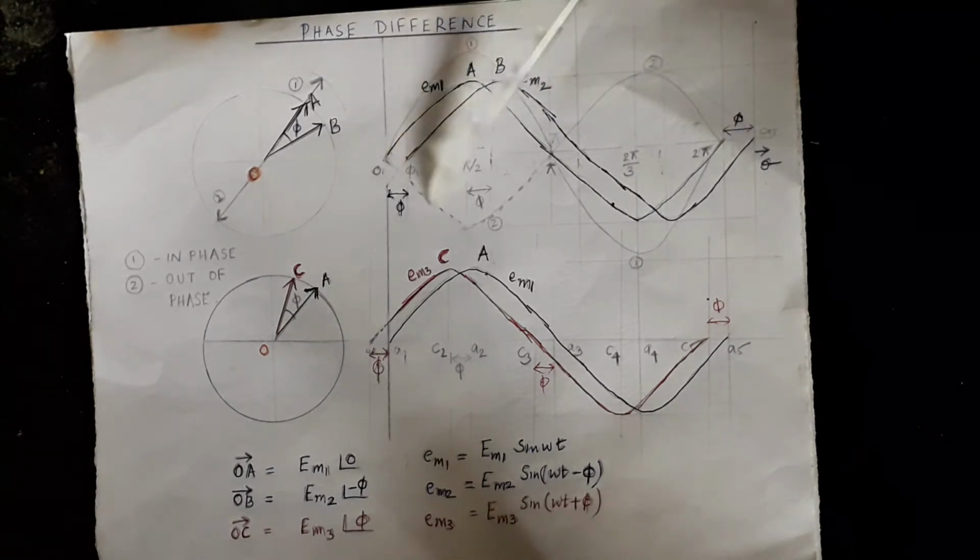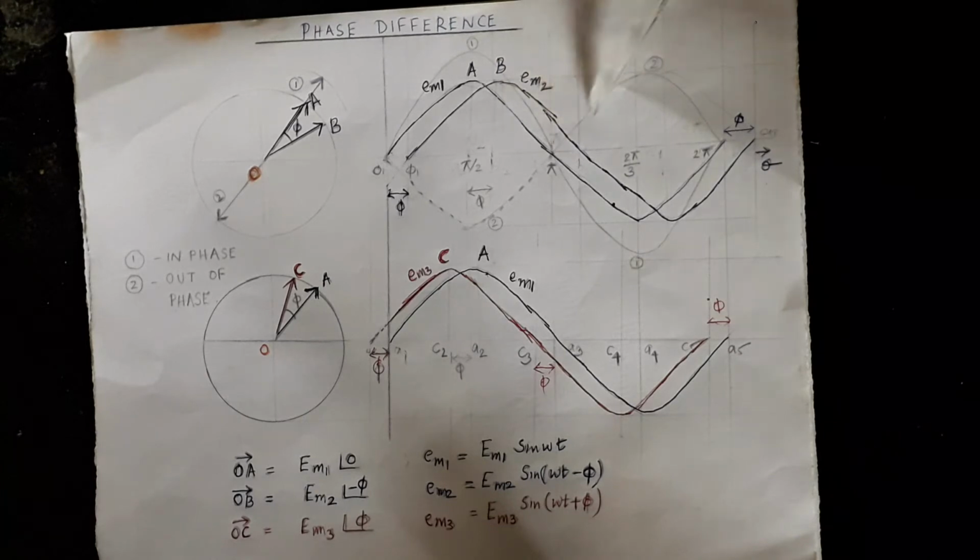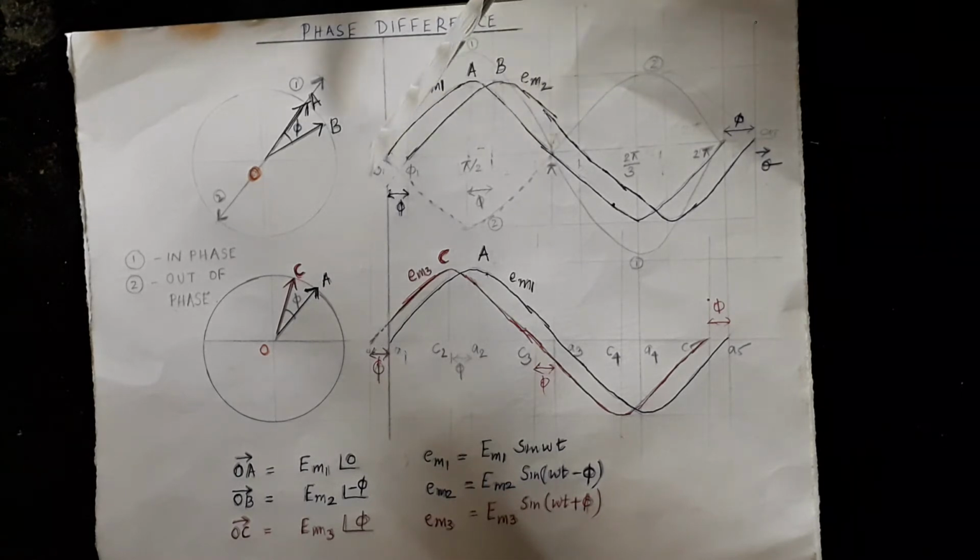See another quantity which is the mirror image of e1. That is said to be out of phase because it starts after 180 degrees. There is a phase difference of 180 degrees between e1 and that quantity. So if phi is equal to 180 degrees, the two quantities are said to be out of phase. If phi is equal to 0, the two quantities are said to be in phase.